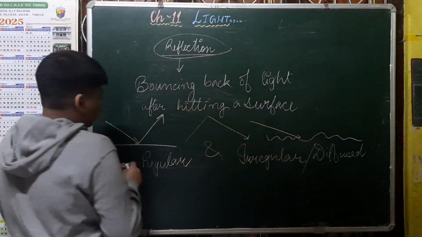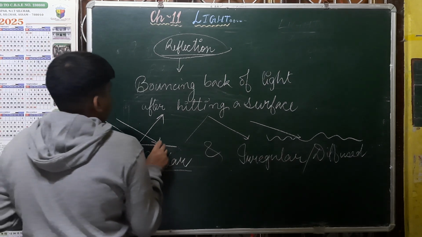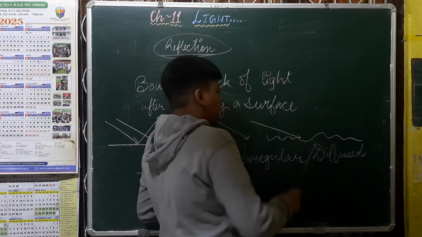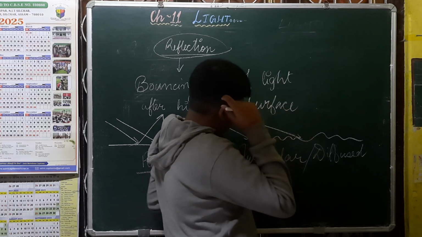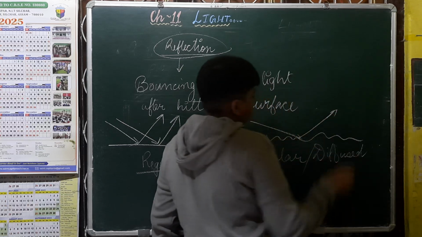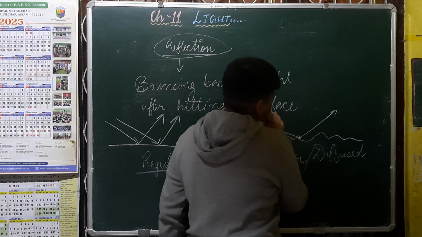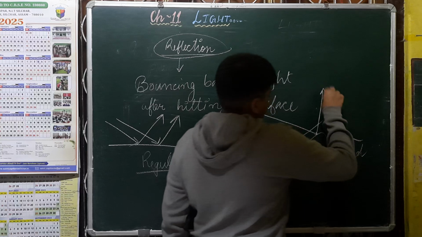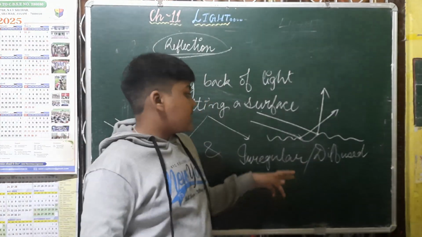Okay, when in this regular reflection, if parallel rays are coming, parallel rays will go back after reflection. But in this diffuse reflection, as it is a curved surface, the light ray will hit the surface and will bounce back. Again, the parallel ray will hit the surface. It will bounce back, but it will not be parallel to this ray. This is happening because the surface here is curved.